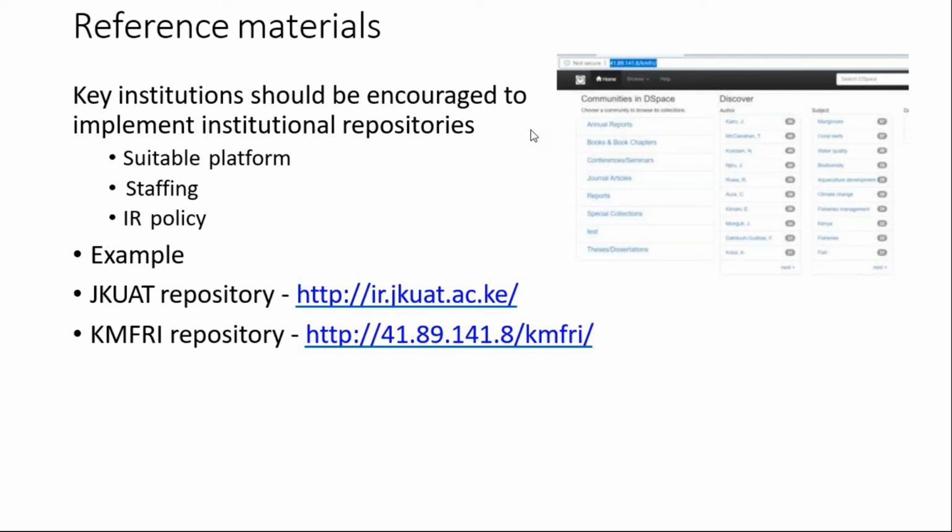I just want to give the good example of the JQuat repository. You can go through that URL to see how these repositories can impact a great deal on availability of knowledge materials. In Kemfri, we also have a repository that provides, I would say, desktop availability of the materials that exist in Kemfri to inform us on the conditions and the state of aquatic resources. Next slide.